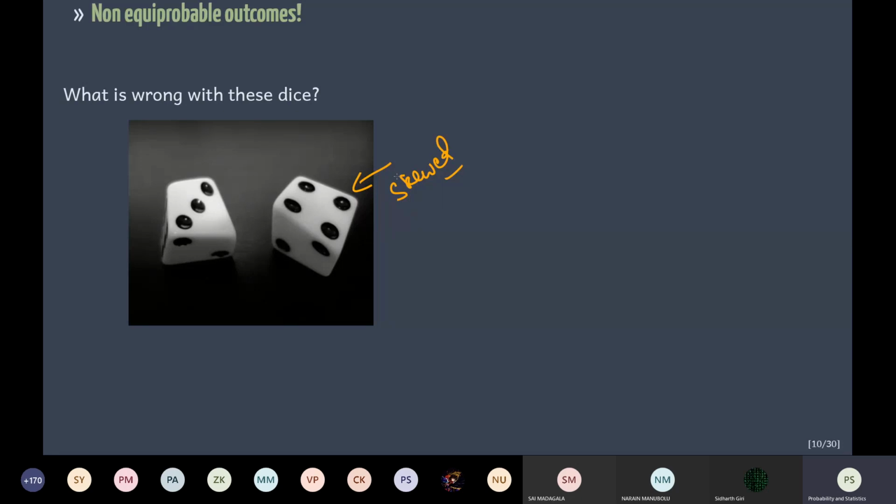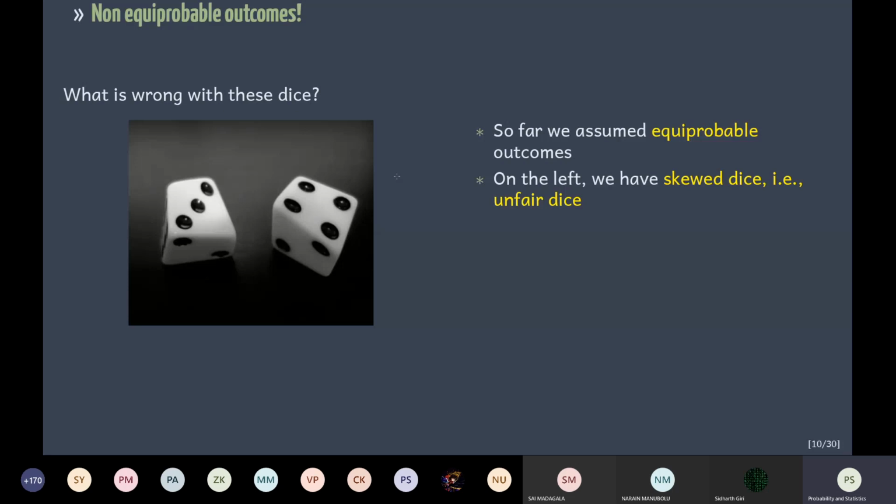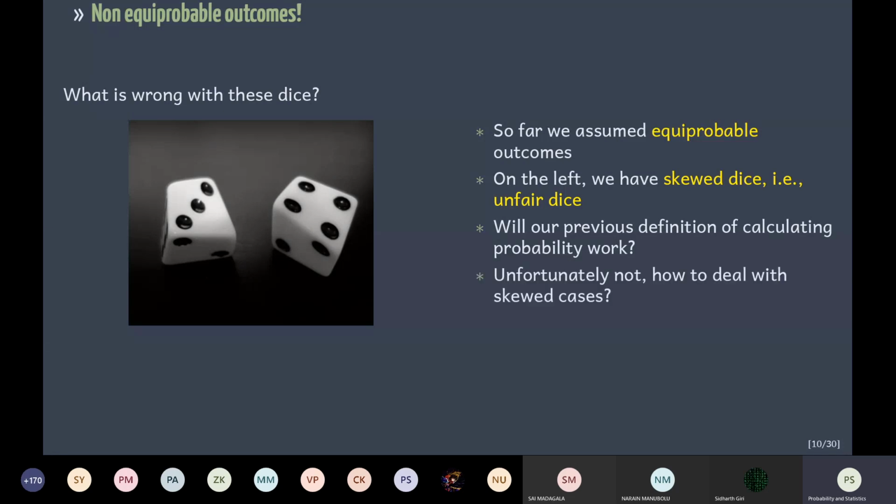Maybe the number 1 has a very small area, so it may be unstable. So when you throw, there may be more chance that it will fall on the broader side, where the bottom is broader, and so the probability of getting these will depend on how fair the dice is. So on the left we have a skewed dice. Will our previous definition of calculating probability work?